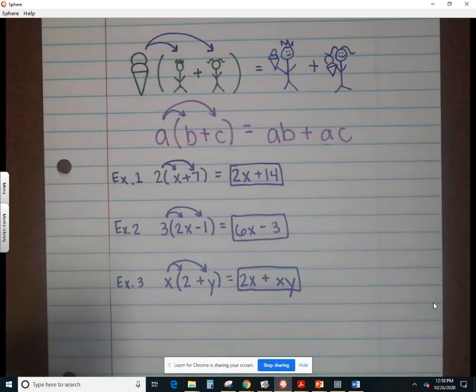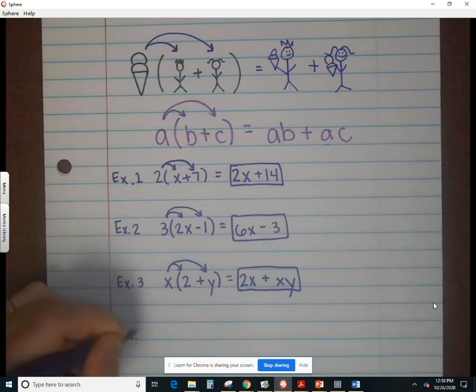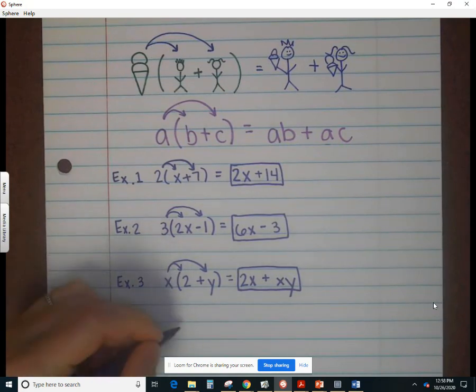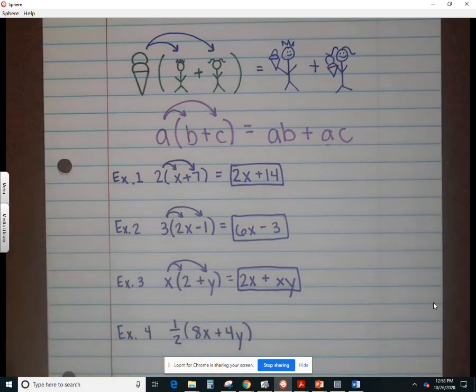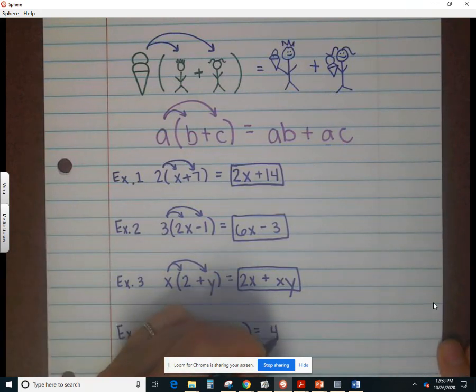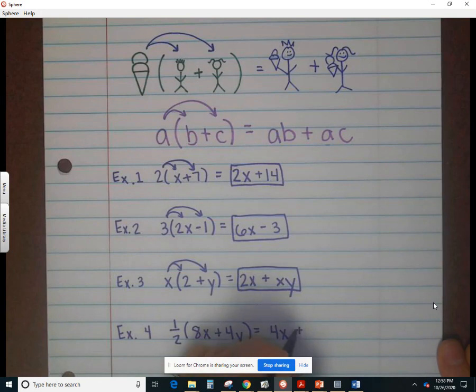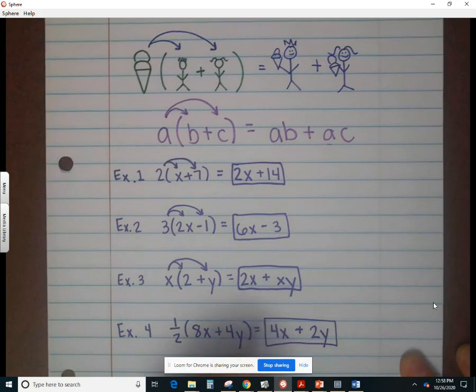And our last example for today is one that has a fraction, because every once in a while you'll see one with a fraction. One half of times something just means half of that, or dividing it by 2. So half of 8x would give me 4x, and half of 4y would give me 2y. So I found half, where I divided by 2. Okay, feel free to watch this video again if you need to.